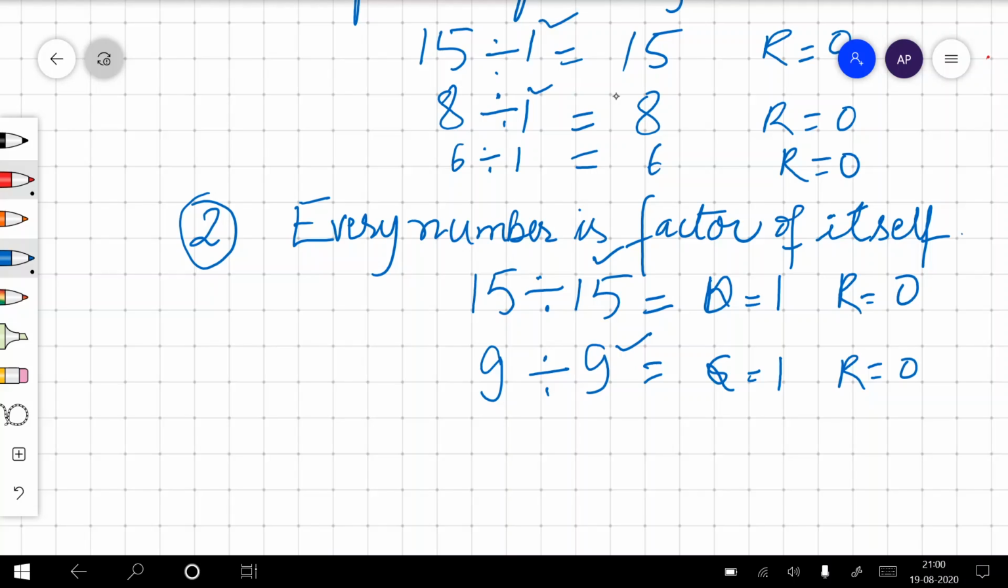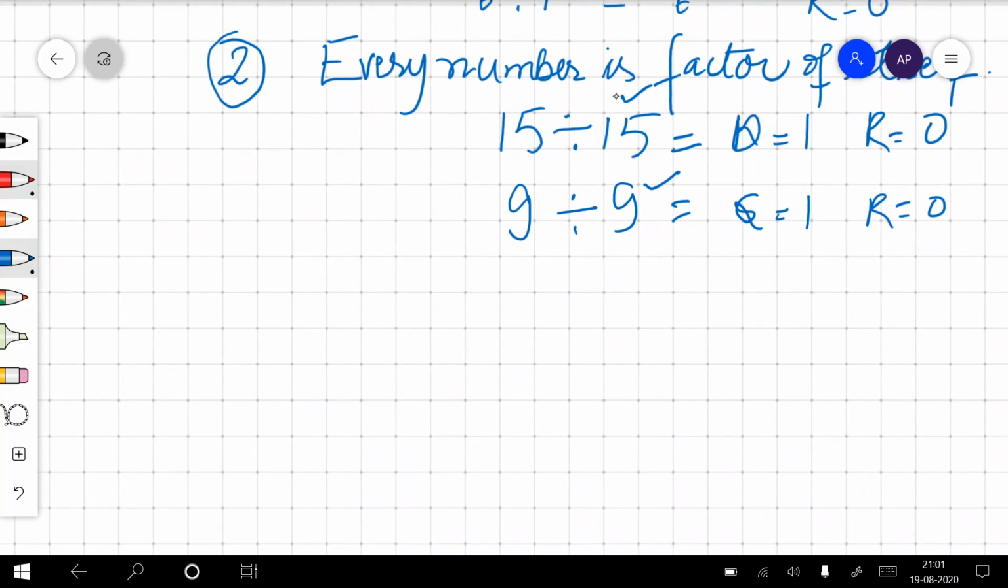So if someone asks you only two factors of any number, you can give one number, 1, and the same number. Like if I ask you to give two factors of 8, you say 1 and 8. If I say give me two factors of 16, 1 and 16. You know 1 is a factor of every number and the number itself is a factor of itself. So you always know two factors.